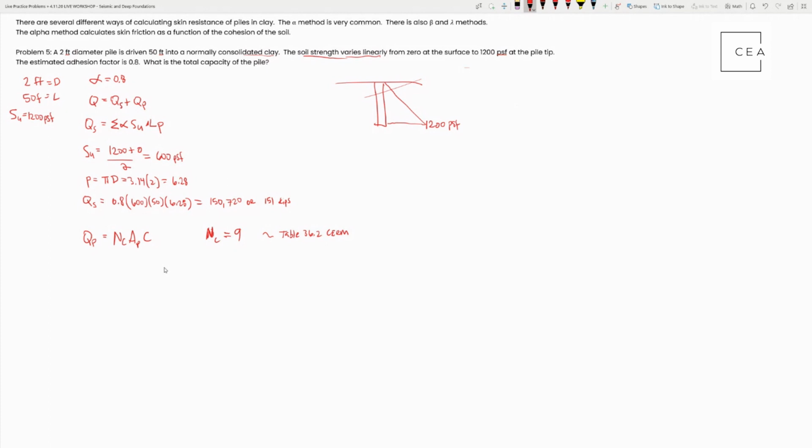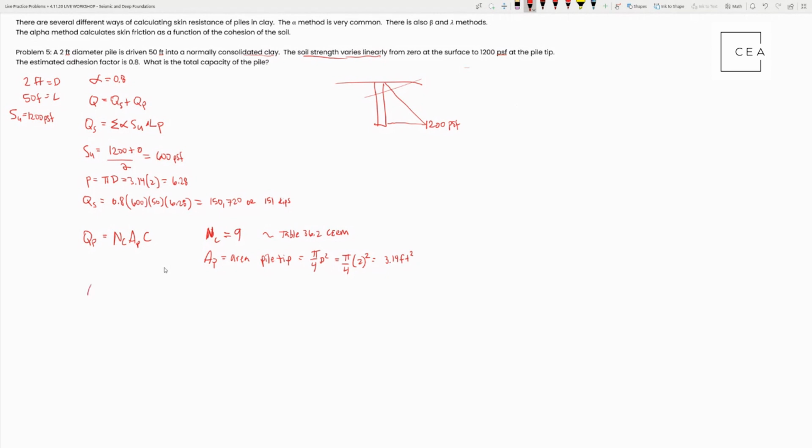And then we've got area AP, which is the area of the pile tip. And we can just solve that right here if we wanted to. Pi fourths d squared. So pi fourths times diameter, which was 2 feet, so that cancels out. You got 3.14 feet squared. That was nice. How about that?